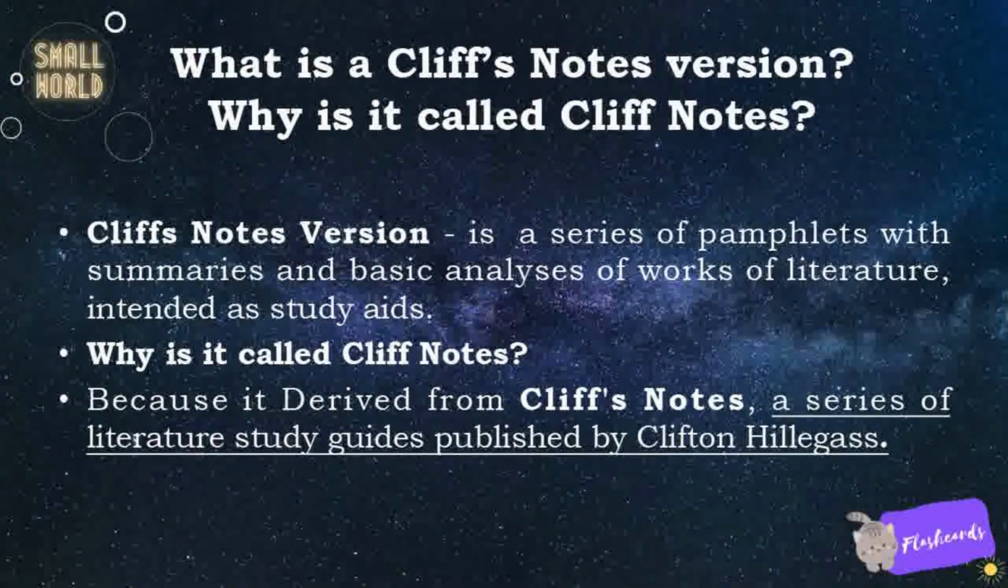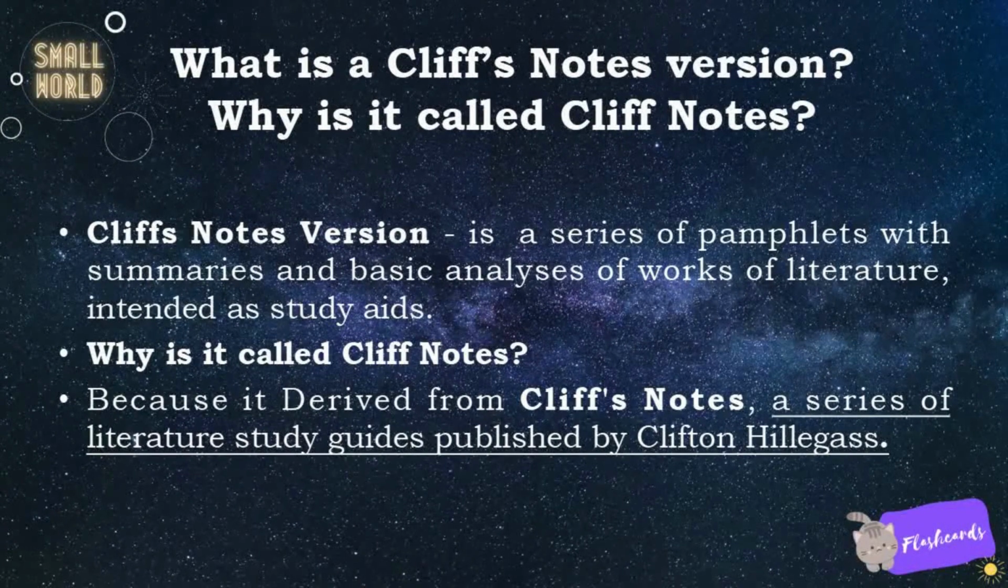What is a Cliff's Notes version? Cliff's Notes version is a series of pamphlets with summaries and basic analyses of works of literature, intended as study aids. Why is it called Cliff Notes? Because it derived from Cliff's Notes, a series of literature study guides published by Clifton Hillegas.